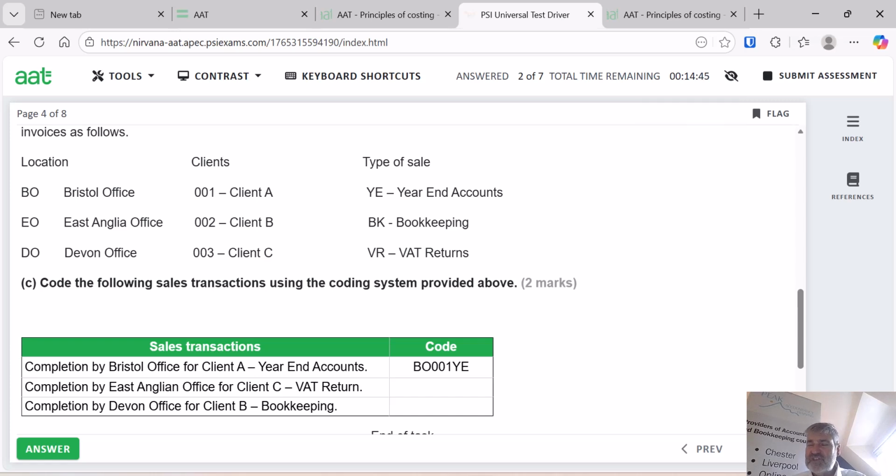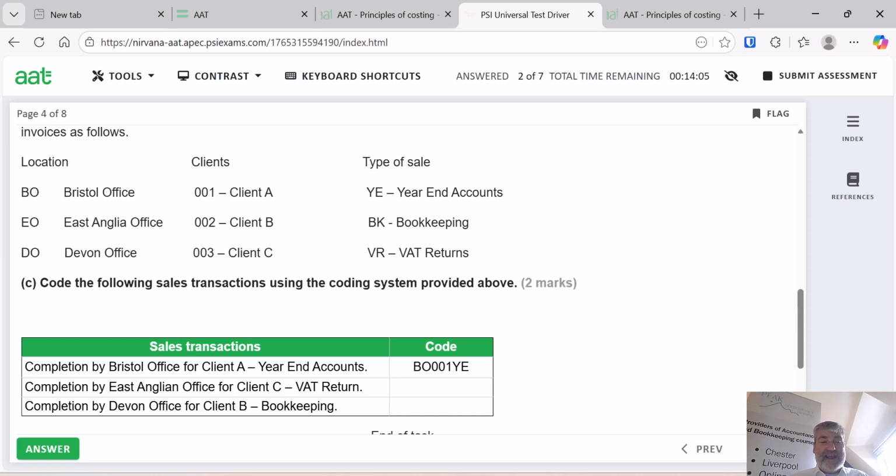So using the coding system, we could pull off from our general ledger, for example, all of the income generated by the Bristol office. We could pull off all of the income generated for client A. We could pull off all of the income that has been generated for year-end accounts work, regardless of the office that has been involved. This goes back to the earlier question, the adaptability of coding systems, allowing for easier information retrieval. So let's complete our coding then.